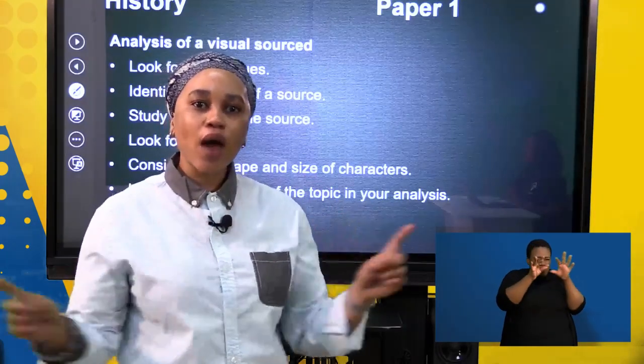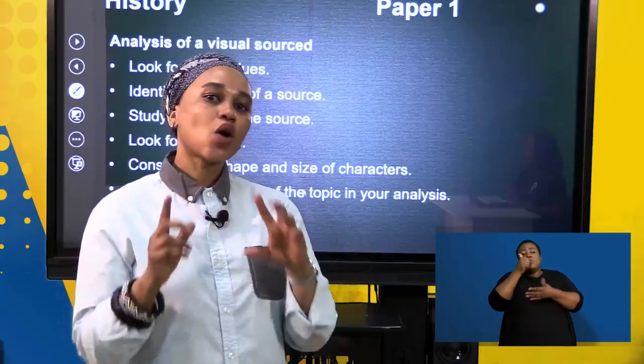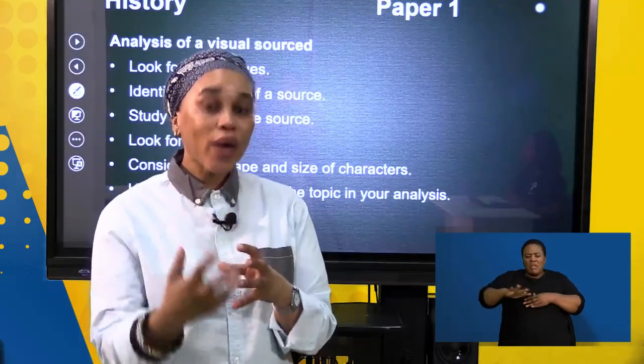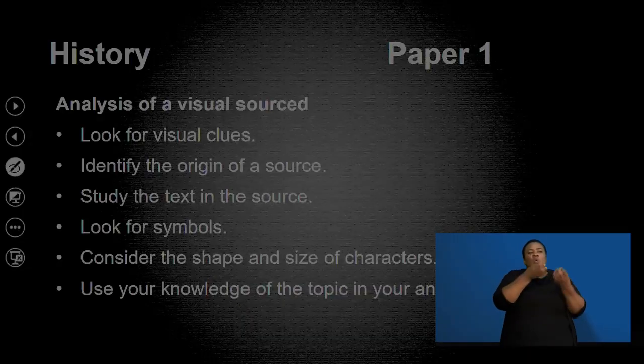You look at the surroundings. If you see people sitting, what are their surroundings? Because those things will tell you where the event took place. Okay. And then you also need to consider the shape and size of the characters. So this applies more specifically to cartoons.